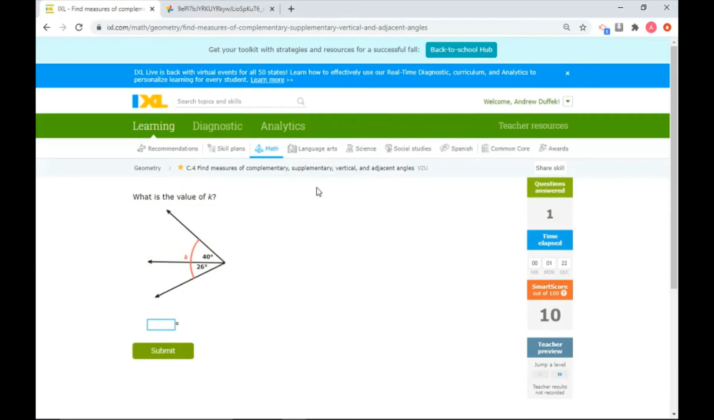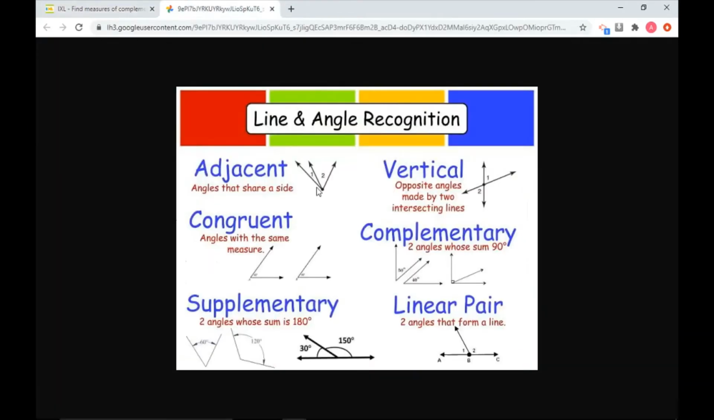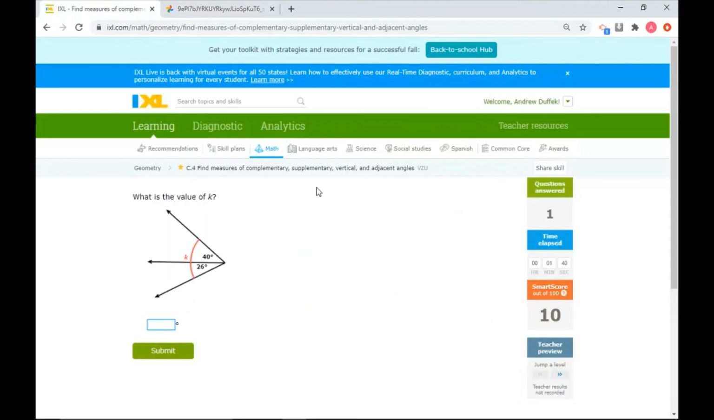Great. Okay, what is the value of K? You're just going to add those together, no big deal. This is a good adjacent angle problem. Remember, adjacent angles are just angles that are side by side next to each other. They share a line and a vertex point. So these two angles are adjacent.